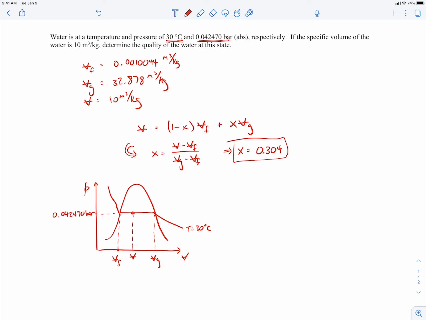So here we're under the vapor dome, and our specific volume is between those two. And this is just a sketch, so I'm just showing roughly where we are. So that's what it looks like on a PV diagram.